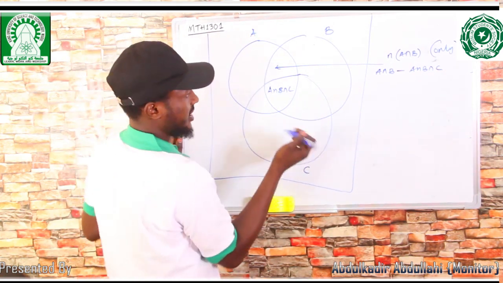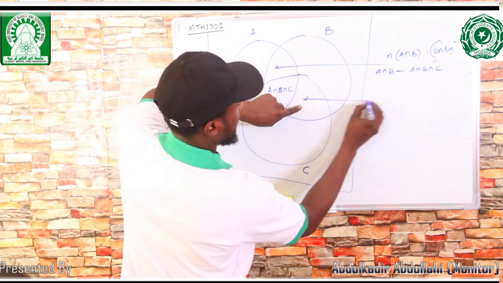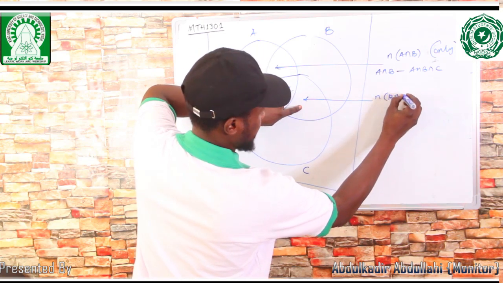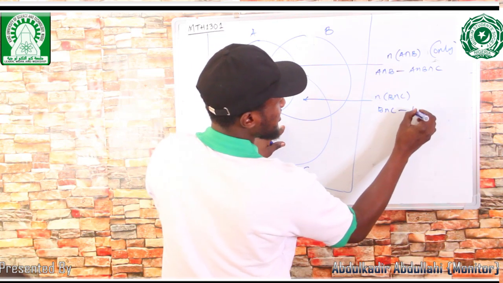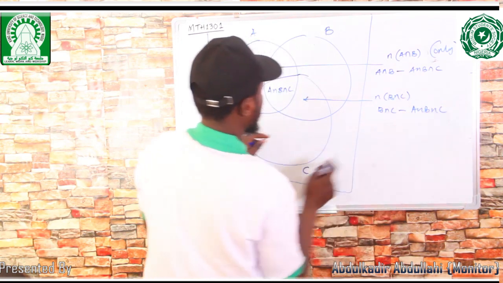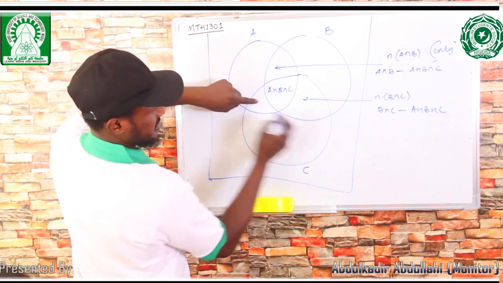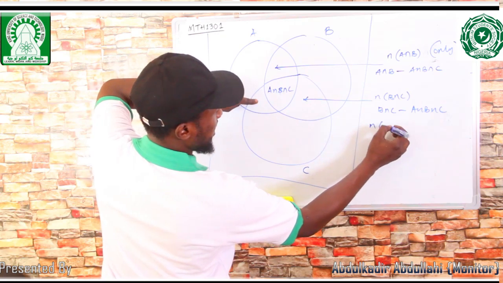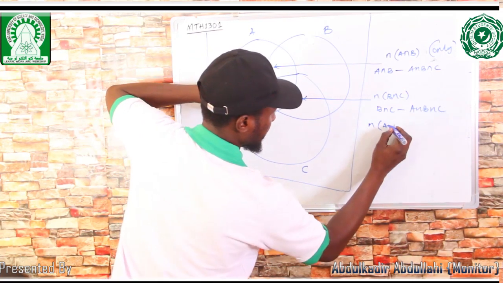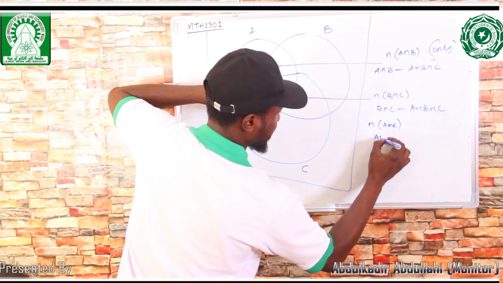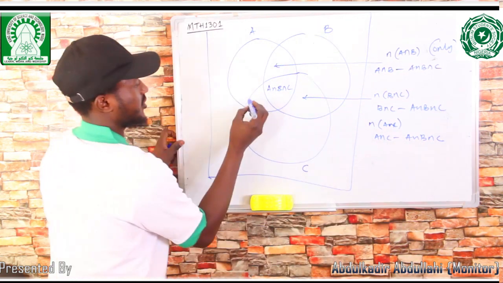Likewise, you apply the same thing here. Look at B intersection C. To get this place, it is called the number of B intersection C only, and it is the value of B intersection C minus the whole intersection. Also the last one, which is A intersection C, is A intersection C minus the whole intersection. That is where we are going to have this place.